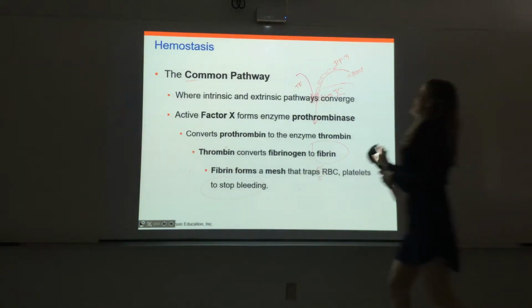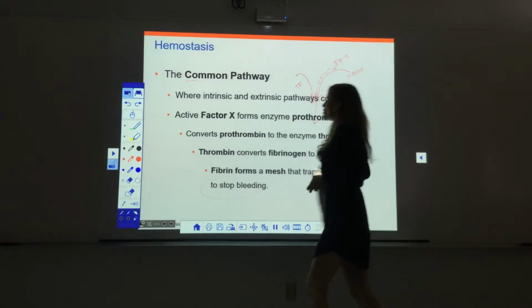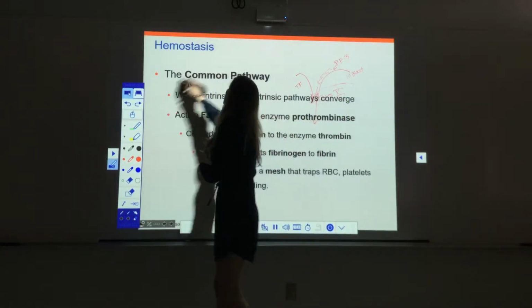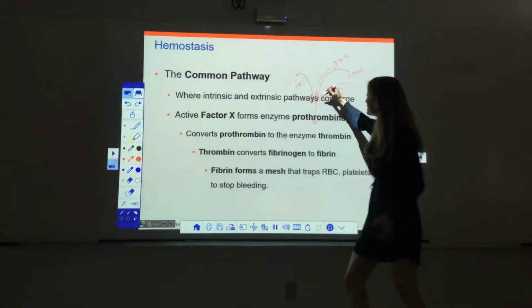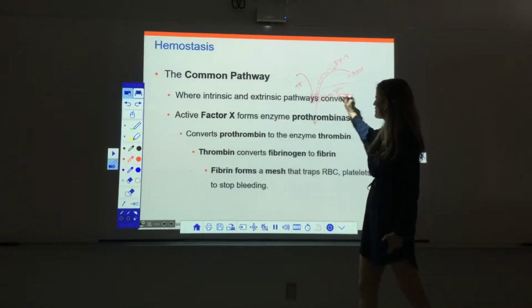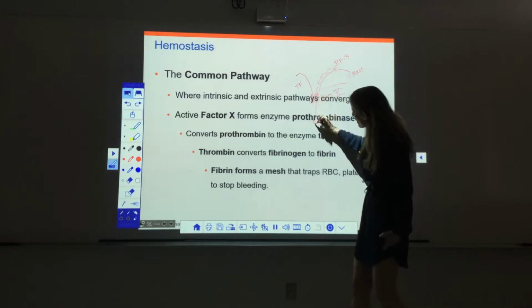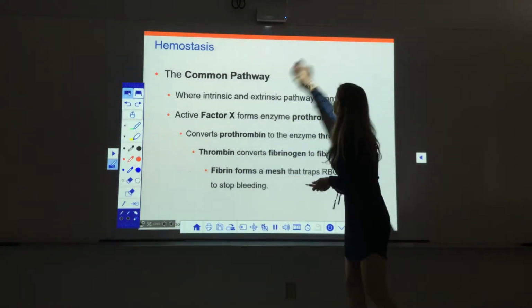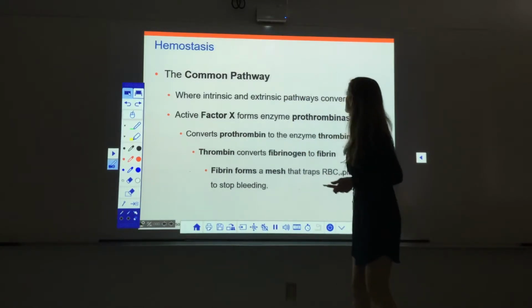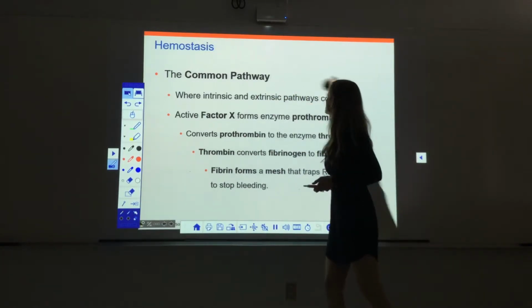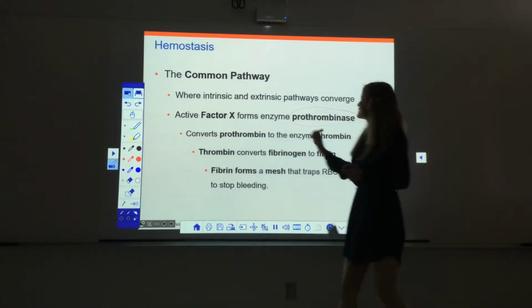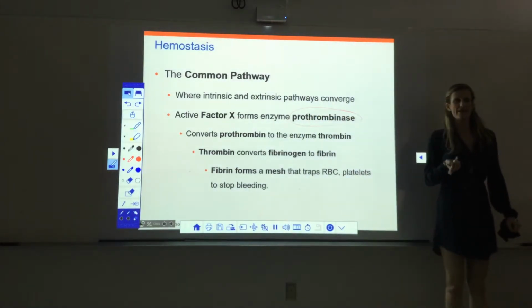After we activate factor 10, that's when we start the common pathway. So again, I was saying how they both lead to the common pathway. That's activating factor 10, and then the common pathway goes down from there. I'm going to erase this so you can actually see it. So the common pathway is where the other two pathways come together. Right? Both of those will activate 10, and activated factor 10 gives us prothrombinase.